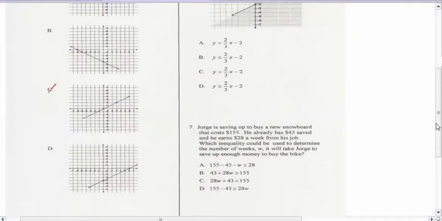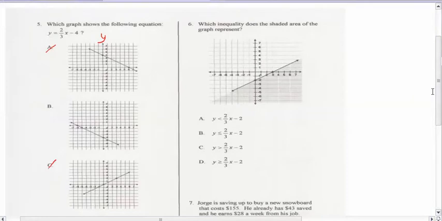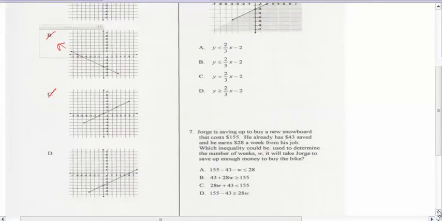But now I was looking for a positive slope. Well, if I look at B, B is a negative slope. It's pointing towards my negative number, so it's not B. So my only answer choice that will work is going to be letter D.